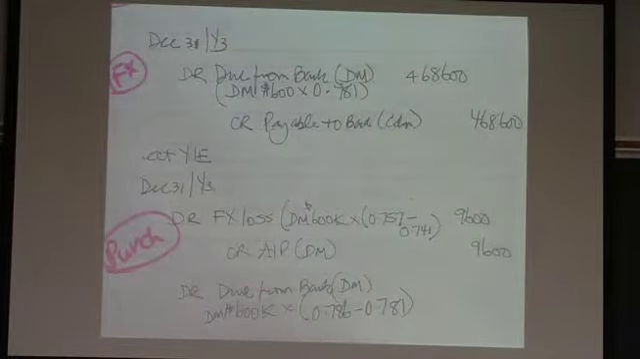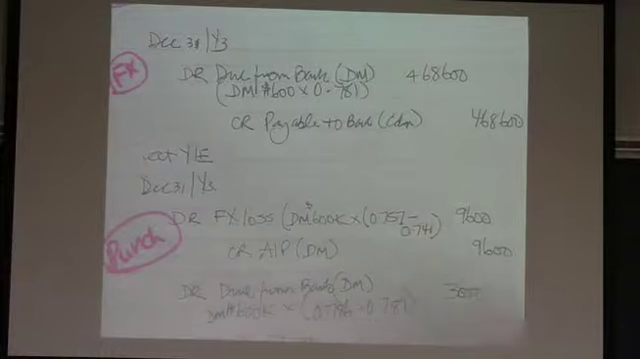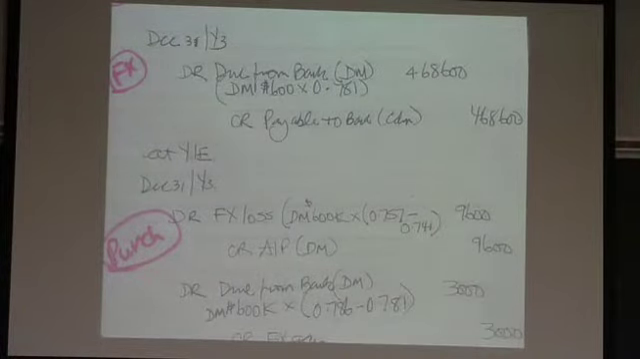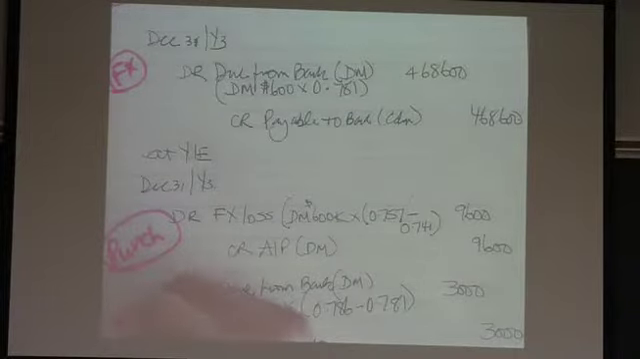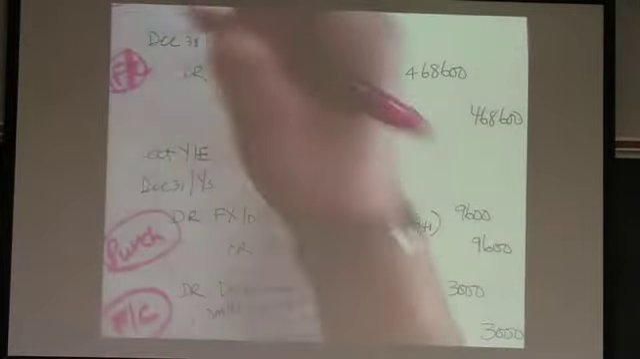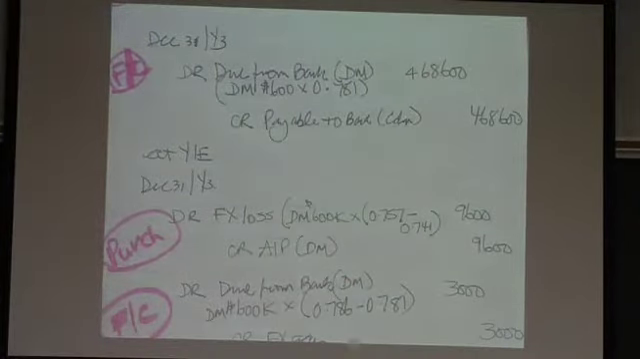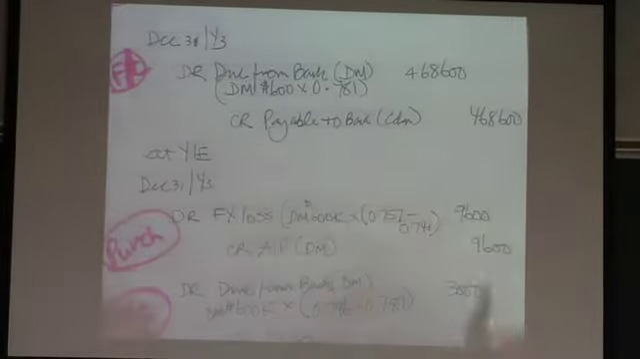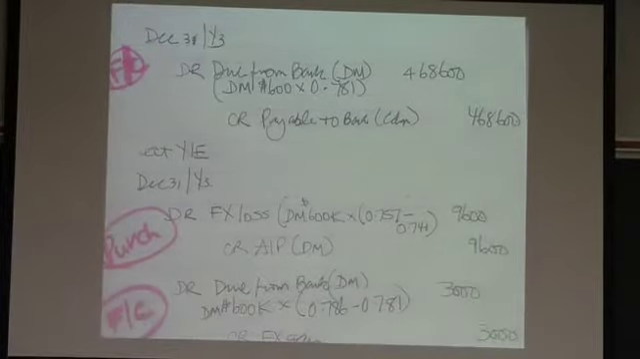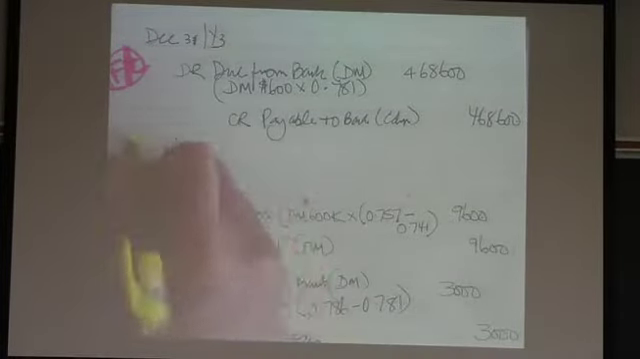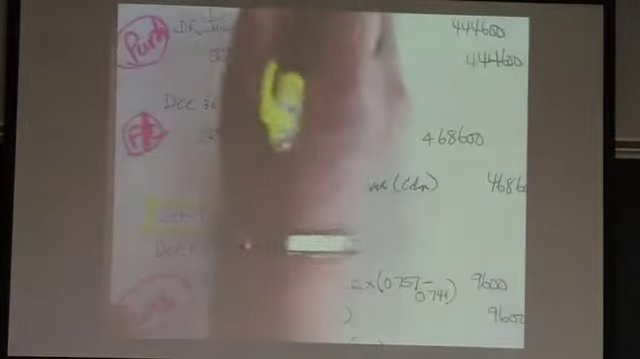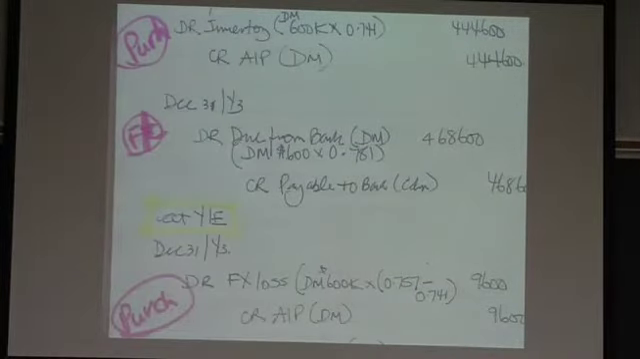0.005 times 600,000 is $3,000. And we're going to credit FX gain. And this is the forward contract, FC. Okay? Now, so that's at year end. So let me just highlight that. And this is the date of purchase. Let me put the word number 2 in here.